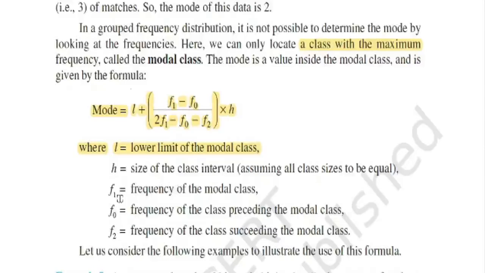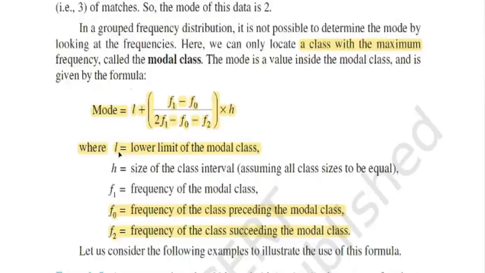and F1 equals the frequency of the modal class, and F0 the frequency of the class preceding the modal class. So we have to note this down. F0 is the frequency of the class preceding; preceding means just before the modal class. Similarly, F2 is the frequency of the class succeeding the modal class. Succeeding means just after the modal class. So these are the different terms in this formula.